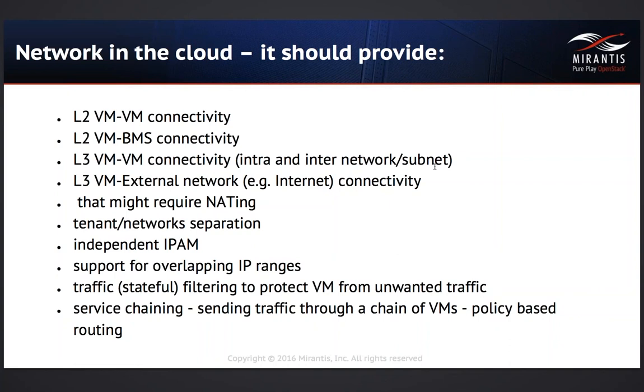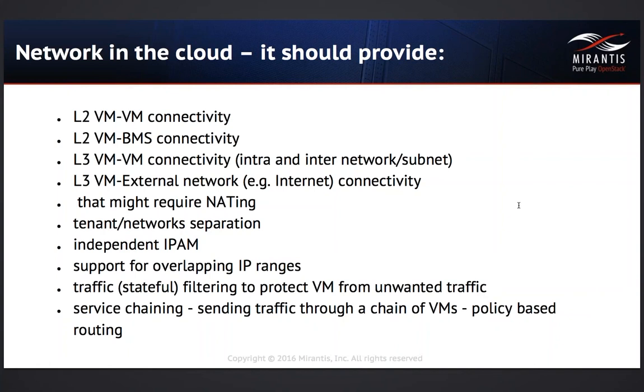Then service chaining could also be requested. Service chaining is sending traffic through a chain of virtual machines. So it's kind of policy-based routing. We can have a VM which serves as deep packet inspection, then an intrusion protection system, and so on. We want to send our traffic through a chain of VMs with those functions, and it's called policy-based routing.